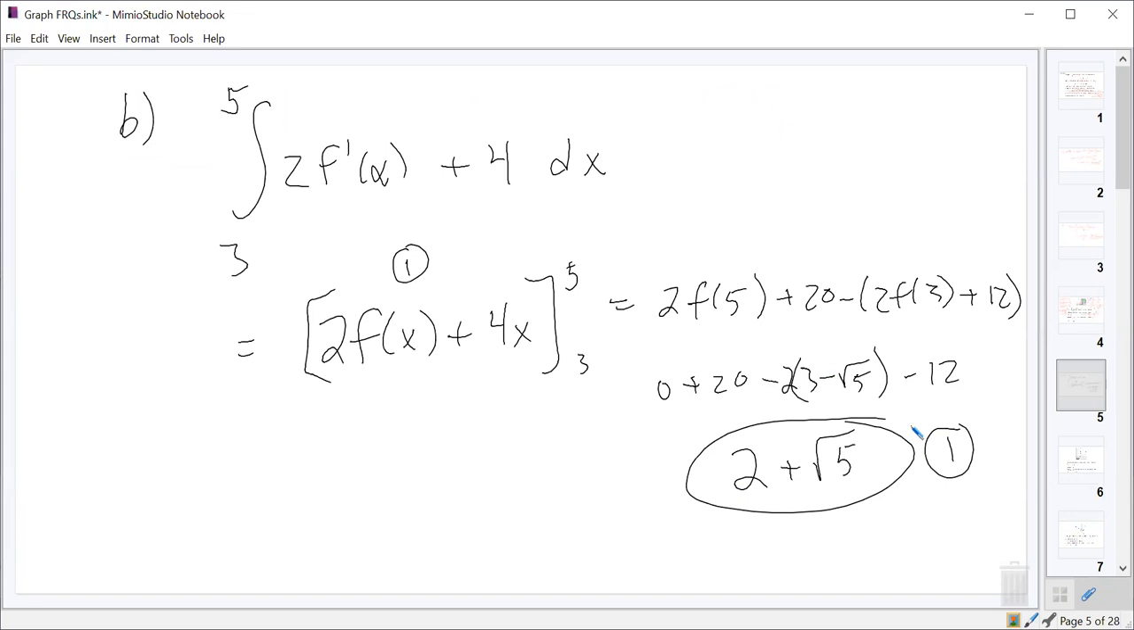Everybody good there? I got 2 plus 2 root 5. Oh, sorry, I forgot. I didn't distribute my 2, did I? Yeah, 2 plus 2 root 5. Sorry. Don't forget to distribute the 2. Kind of important. Good?